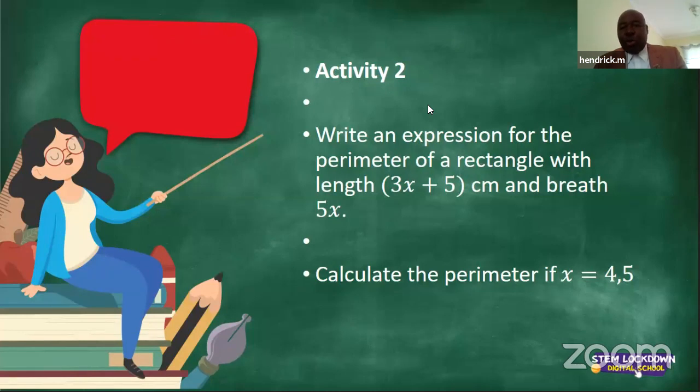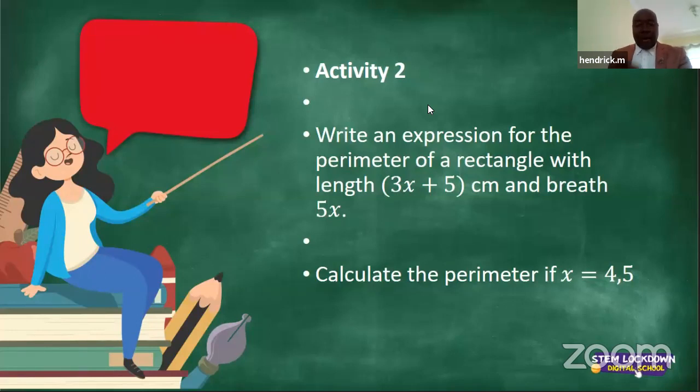The first thing that I want you to do is to write the expression for the perimeter. Remember, last year you were taught the perimeter of a shape in grade 8, and this year you were taught again. But we are now reinforcing the knowledge that you already have from previous grades, that a perimeter is the distance around the edge of a shape. Now, I want you to write the formula for the expression.